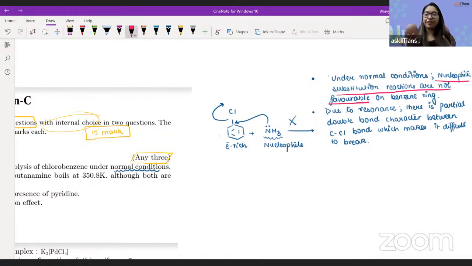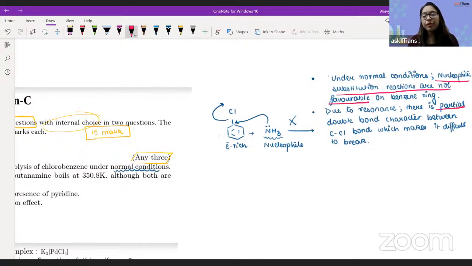Please do not take tension that we have to use a highlighter or a pencil. Whichever pen you're using, just from the same pen, underline the major keywords so that the examiner, while checking, can go through those words, because these are the words that the examiner is looking for.